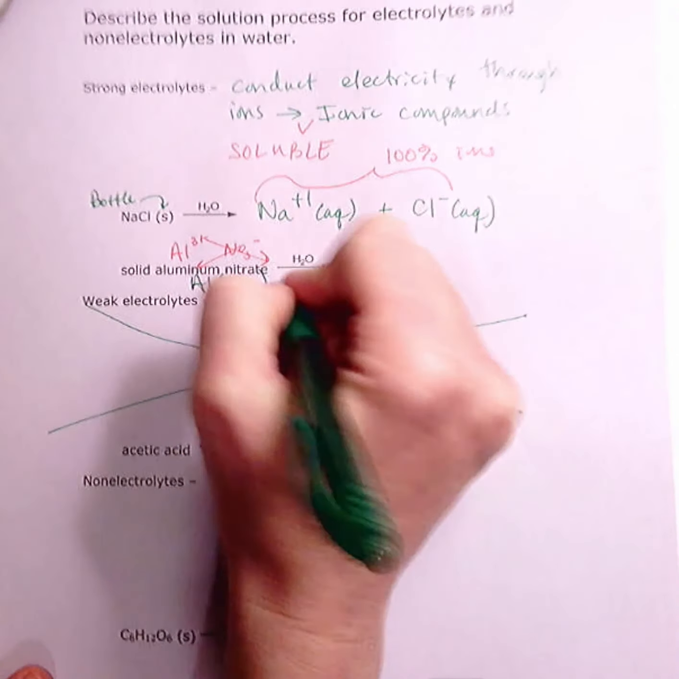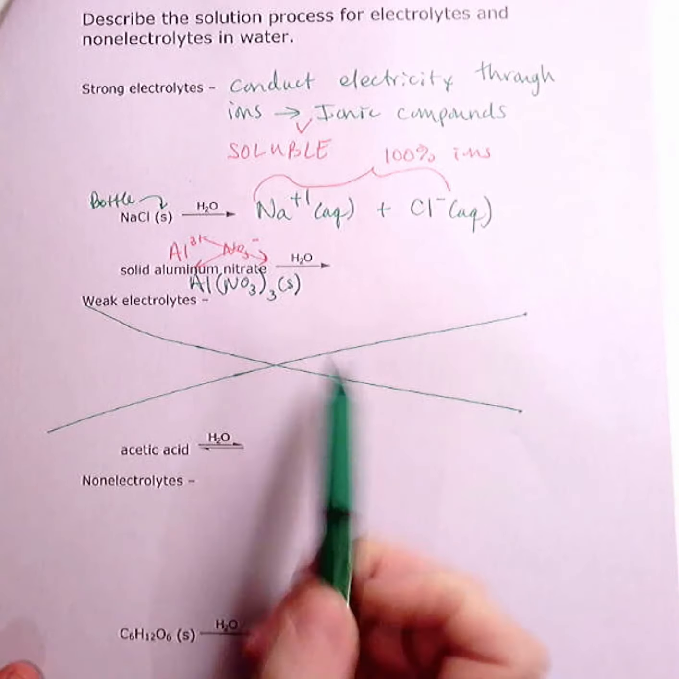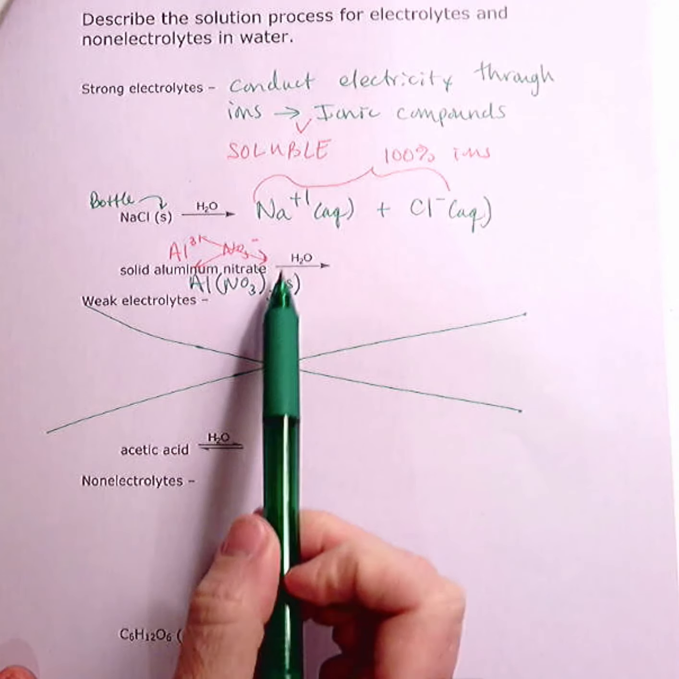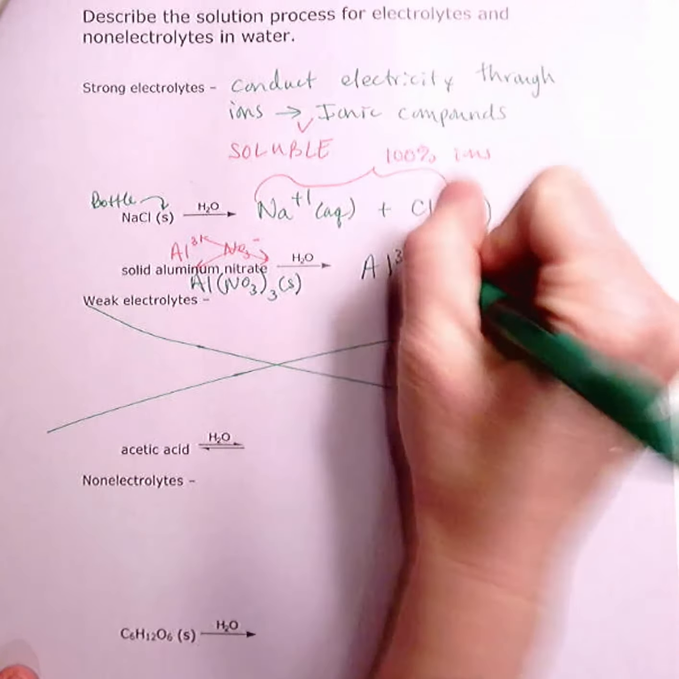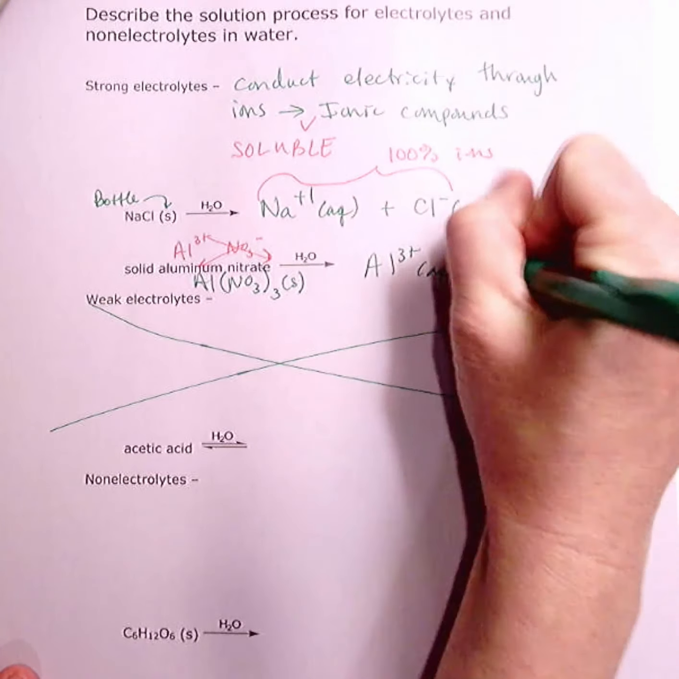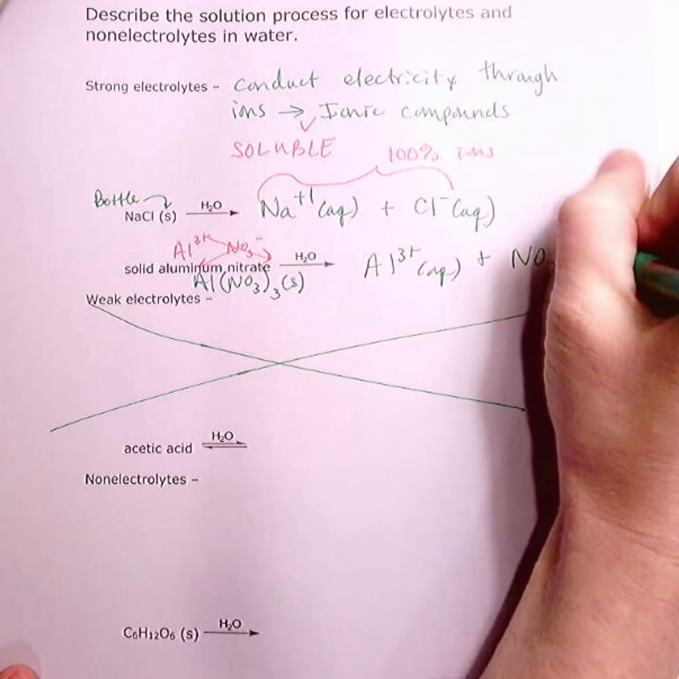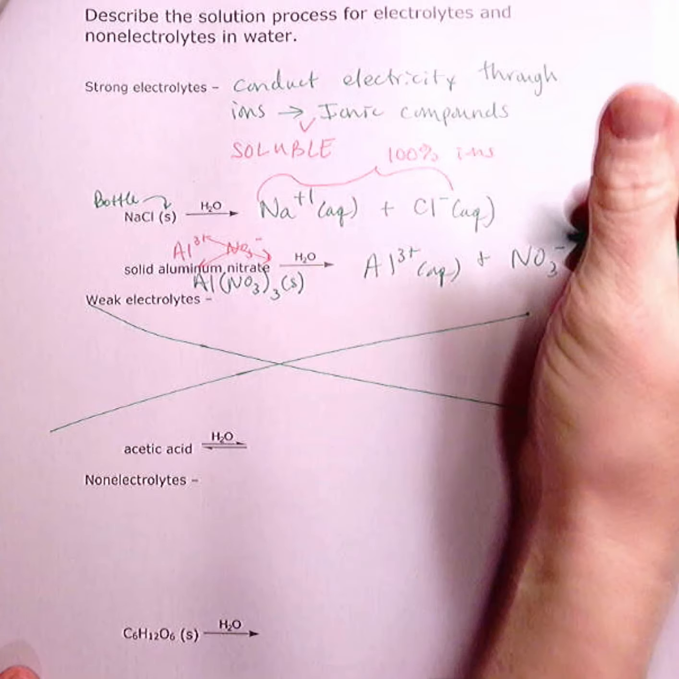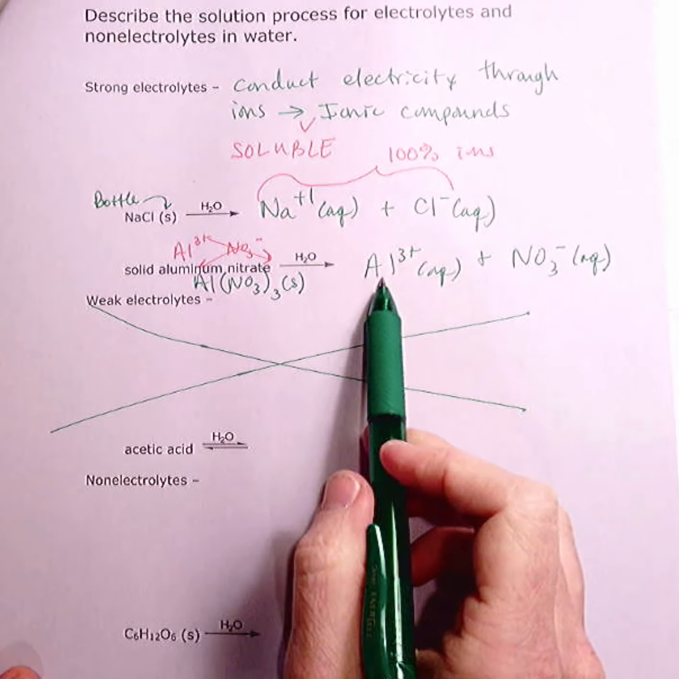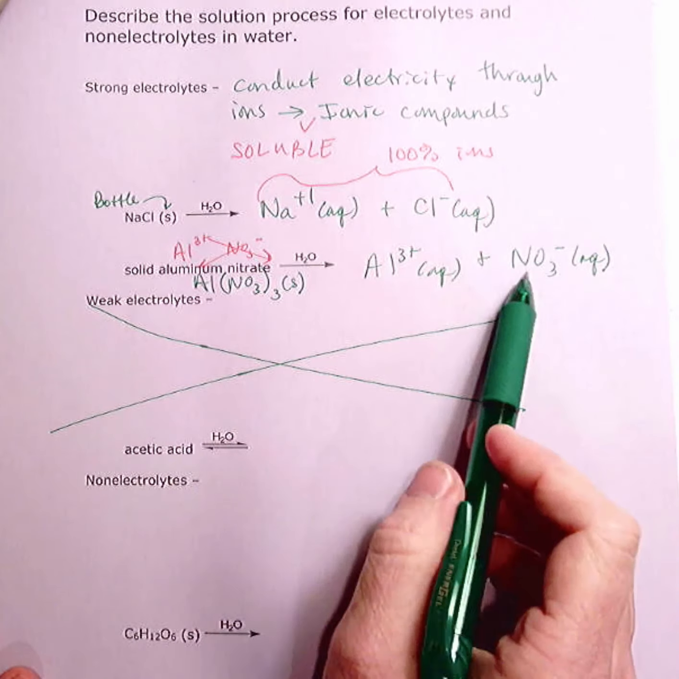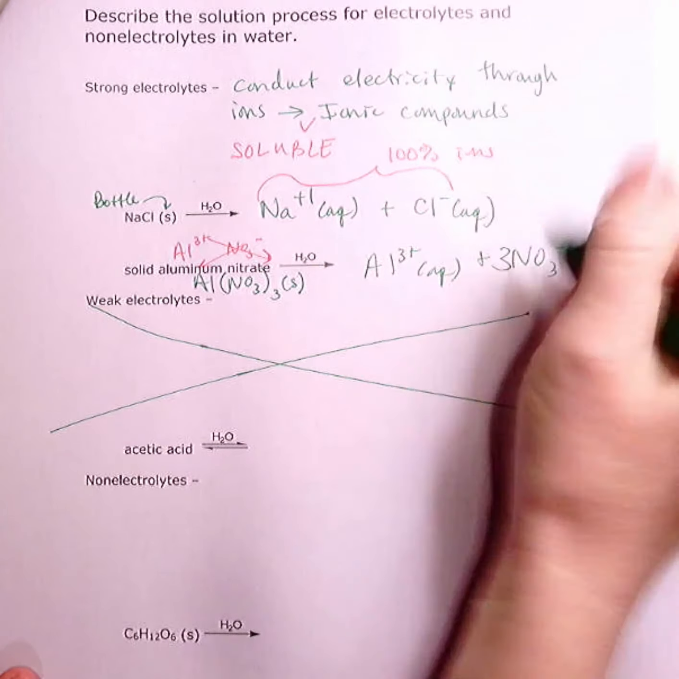Al(NO3)3 solid. When you put that in water, because it is soluble, because all nitrates are soluble, you're going to get Al3+ aqueous plus NO3- aqueous. It's not balanced right now. I have 1 aluminum, 1 nitrate, 3 nitrates, so I need to put a 3 there.